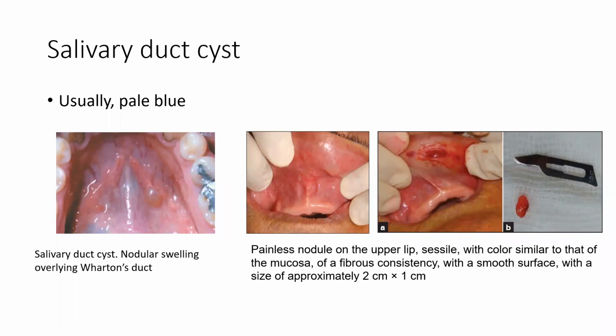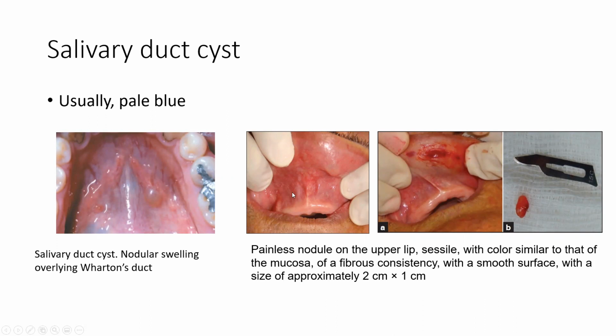This lesion can occur in adults and can even arise in major salivary glands, or it can occur in minor salivary glands. As shown in this picture, this is a floor of the mouth where there is the opening of the submandibular gland ducts, and at the opening of this duct, we have a small cyst, that is the Wharton's duct, and it appears as if there is a nodular swelling.